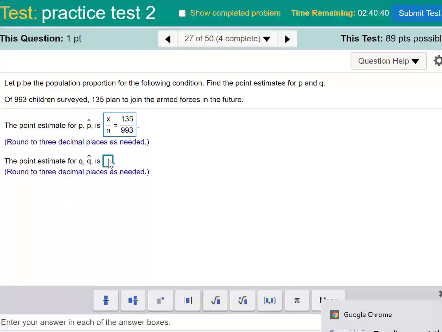Q hat, guys, is 1 minus P hat. So whatever answer you get in the first one, you just subtract it from 1. So it will be 1 minus 0.136. And you just do the math and get the answer.